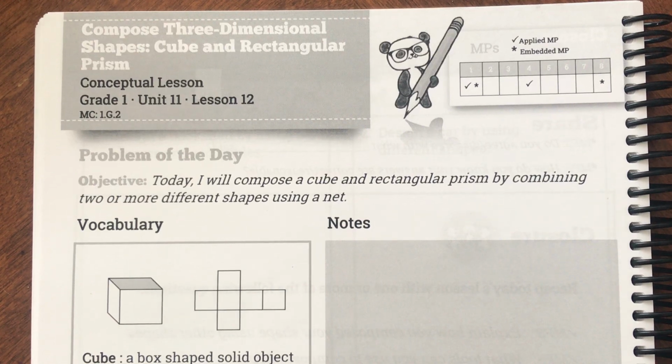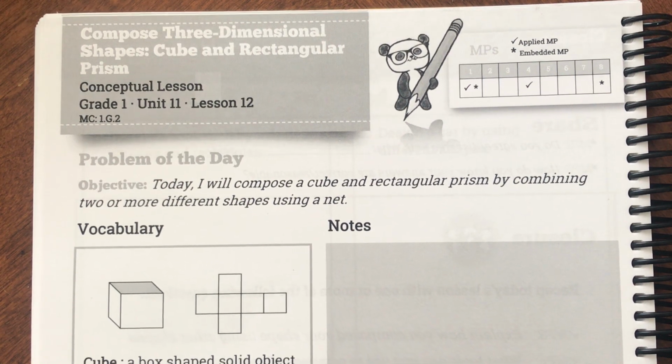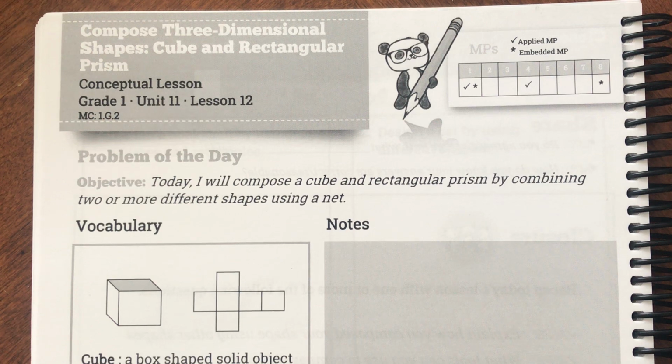Good morning, first graders. Today we are on page 261 of your student journal, and we are starting something a little bit new. So we've been talking about shapes, and our shapes have been flat shapes. Today we are going to start to talk about three-dimensional shapes. So solid figures, we call them.